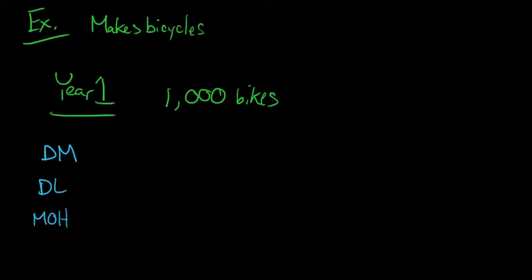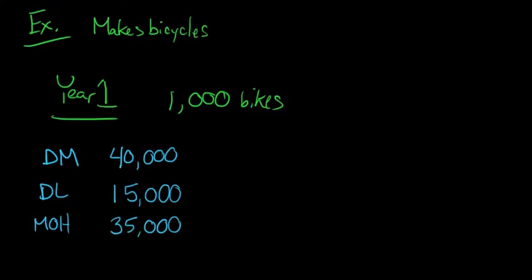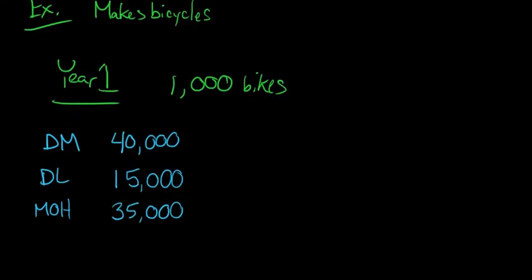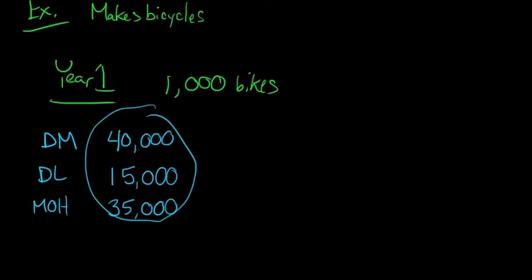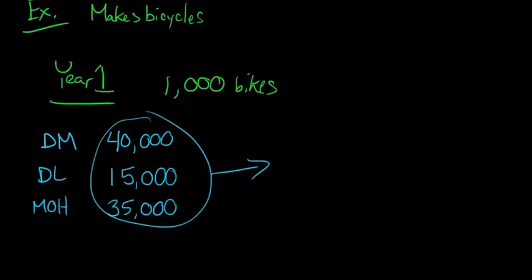So when we think about these things, let's say that in our example, the direct materials to make those 1,000 bikes is 40,000, and then direct labor is 15,000, and then manufacturing overhead is 35,000. I have no idea if these are accurate numbers, but I'm just putting something out here so you've got an example. So these manufacturing costs are all product costs, or inventoriable costs, in the sense that they're all going to be placed into inventory, right?